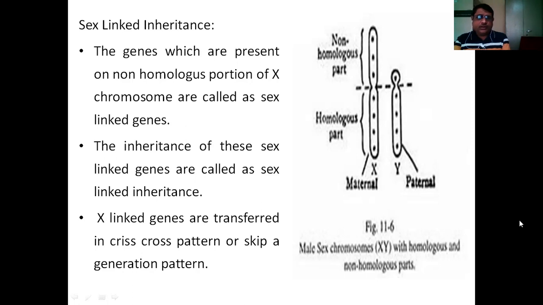So here, the genes which are present on this non-homologous part of the X chromosome follow the crisscross pattern, or we also call it a skip a generation pattern. Now, why is it called the crisscross pattern? It is called the crisscross pattern because these characters get transmitted from grandfather to grandson through the carrier mother.